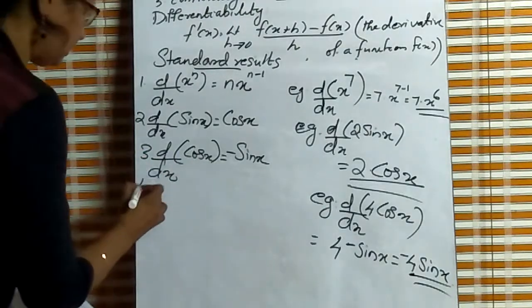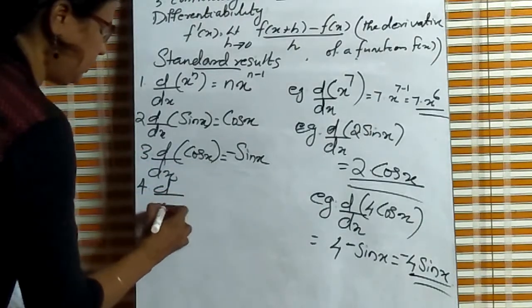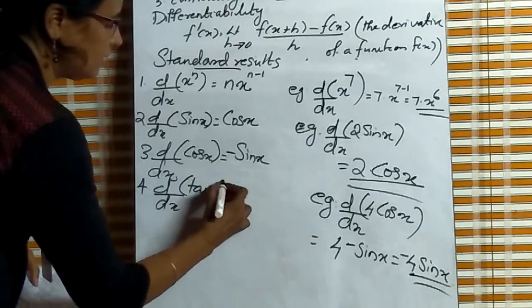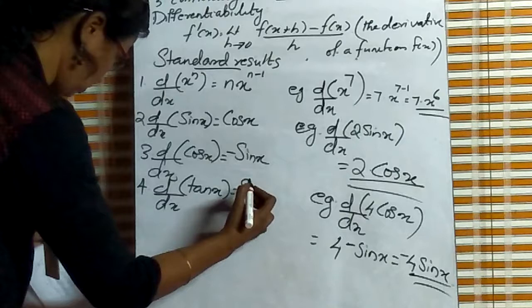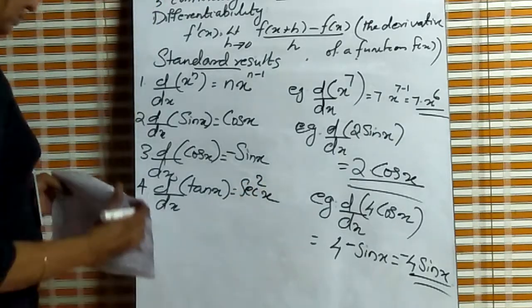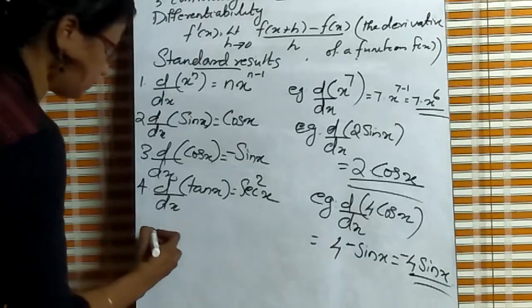Then the fourth result is d by dx of tan x is equal to sec square x.